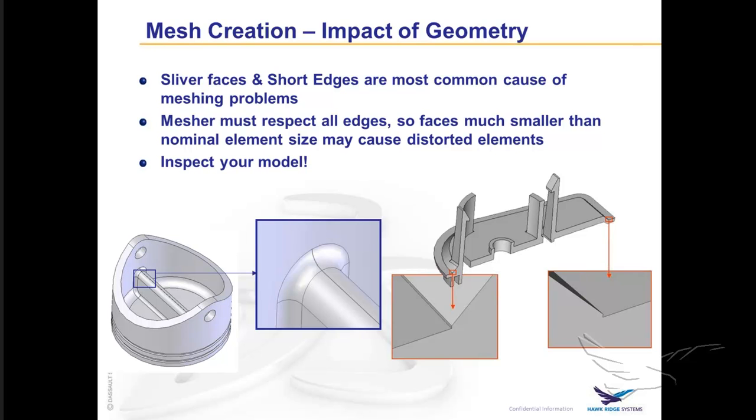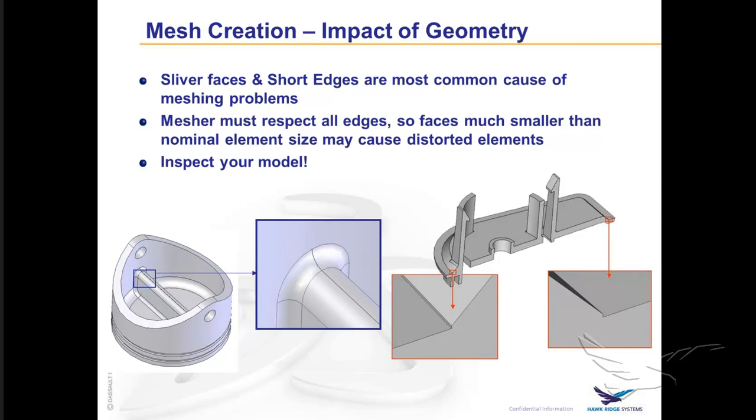And again, because we're physically trying to map our mesh to the physical model, it's important that we interrogate our model. And geometry has a huge impact. The features on our model will control whether or not our mesh fails or succeeds. Sliver faces, short edges, small faces tend to be the most common cause of meshing problems. The mesher has to respect all the edges, and if an element size is bigger than a face, we may have a distorted element because the element itself can't fit on that face.